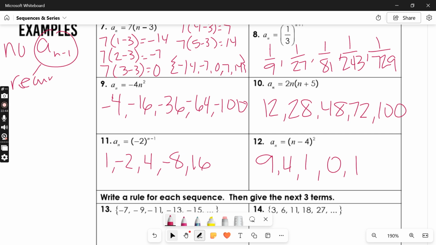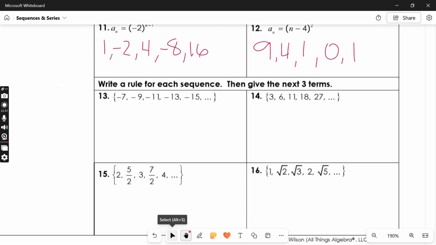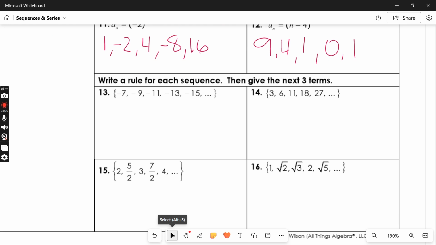Okay, so this next one says, write a rule for each sequence. Then give the next 3 terms. Alright, so negative 7, negative 9, negative 11, negative 13, negative 15. If you notice, those are going down 2 each time. Okay, so I'm subtracting 2 each time.